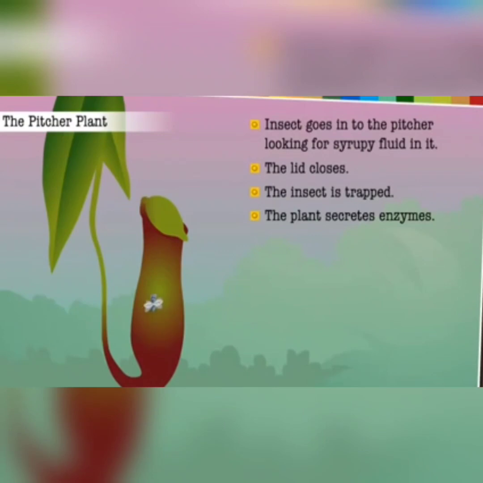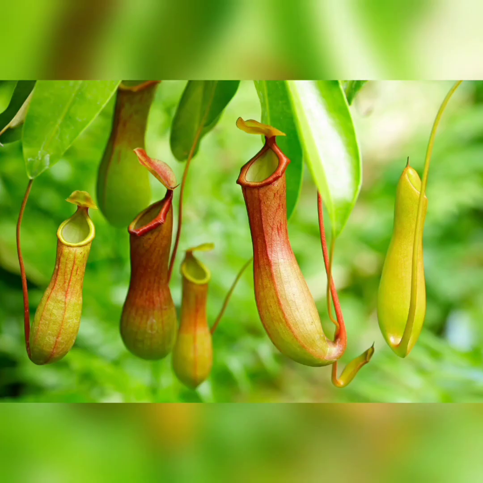Then what happens after that? Yes, the plant secretes enzymes or digestive juices inside the pitcher and the insect is digested. Once again, insectivorous plants are a type of plants that derive some or most of their nutrients by trapping and consuming animals, mainly insects.